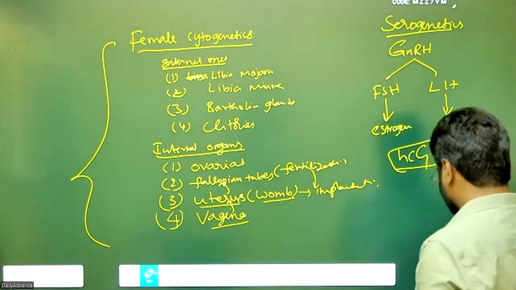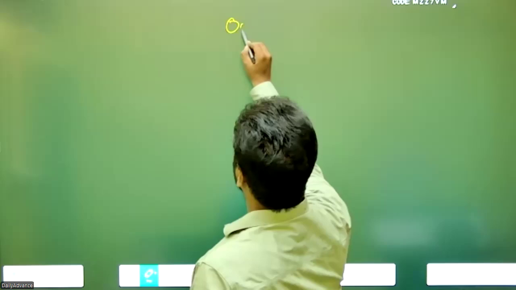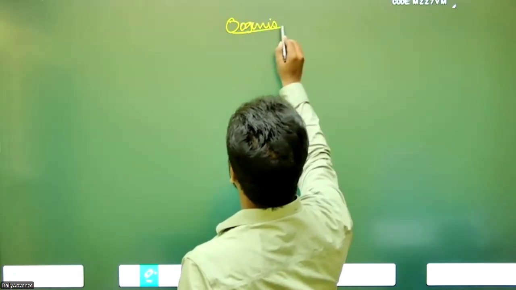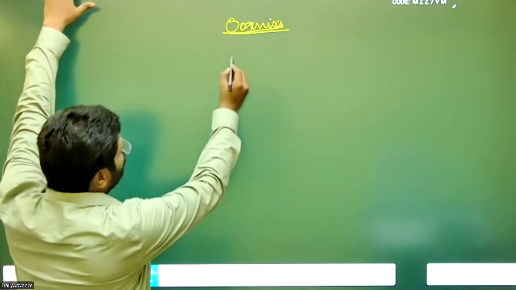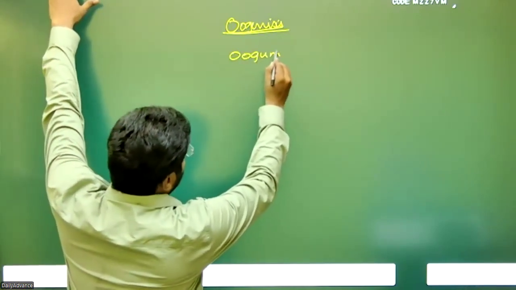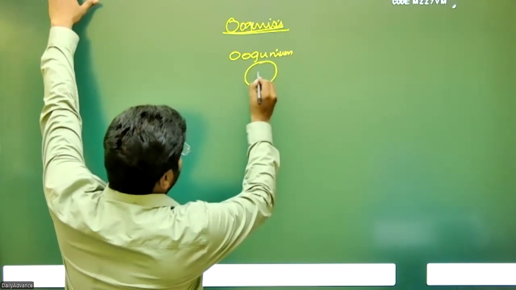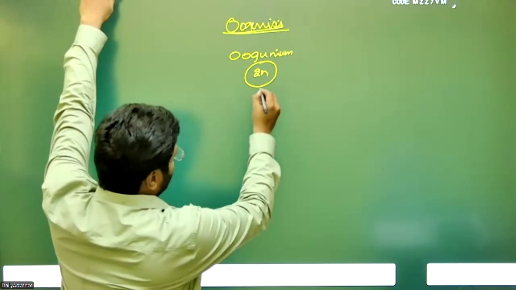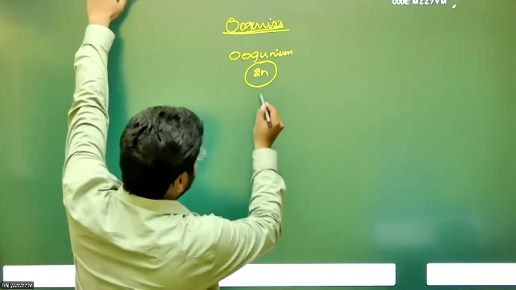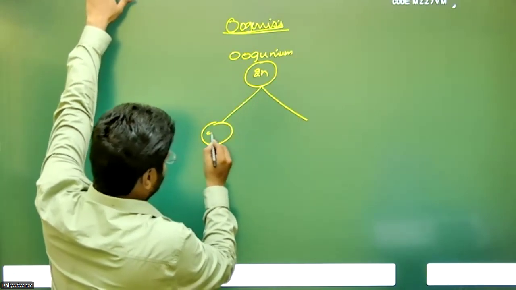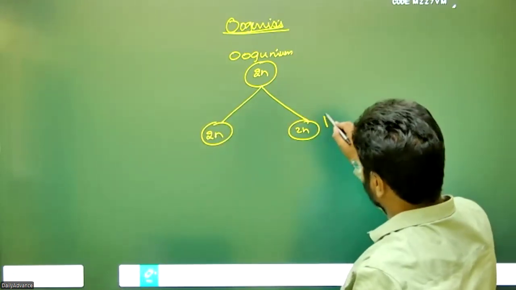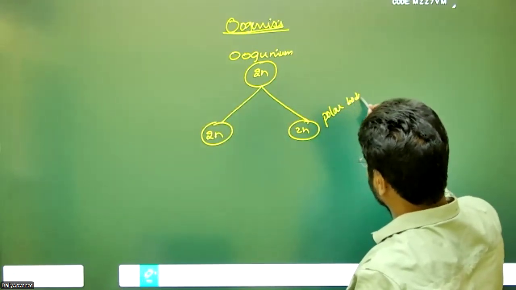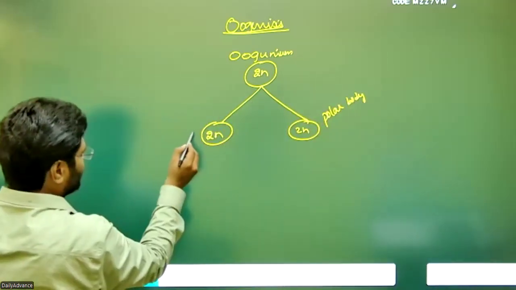So oogenesis, in a nutshell. Oogenesis is the process of releasing ova, and how it is arranged before puberty and post puberty. Oogonium means the fetal stage, the parent cell, which has 2N, which undergoes mitosis. Mitosis produces two daughter cells. One daughter cell dies out as a polar body, and the surviving one we call a primary oocyte.